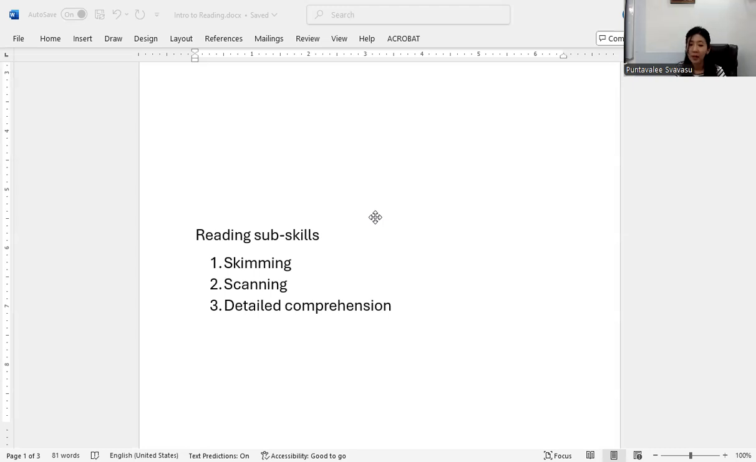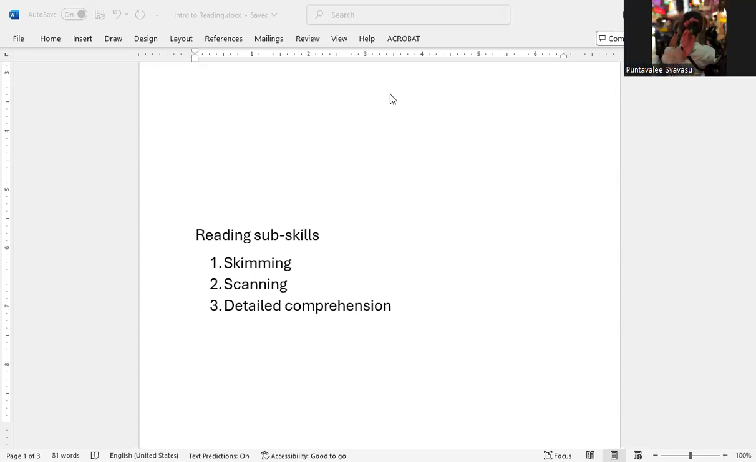Those are the two skills that you usually use in reading. But in order to answer the questions, I would say you need detailed comprehension as well. You need to really understand in detail what you read, so that you can answer the questions correctly. Okay, so these are the skills that you will need in this class.